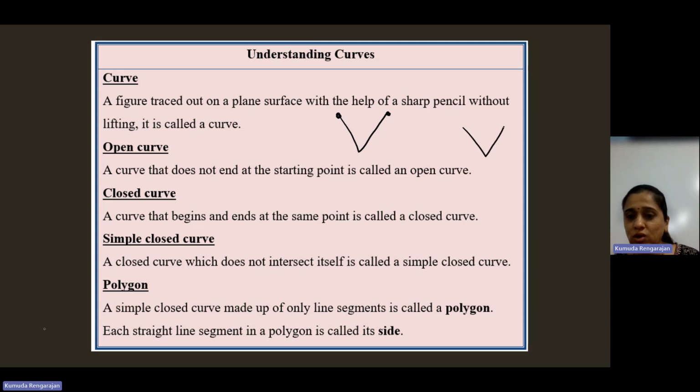But if you go like this, this is the starting point. Without lifting the writing instrument, you're able to finish it like this. The starting point is equal to the ending point. It's a closed curve. See the number 8 also. You come back to the starting point. You're able to do this without lifting the writing instrument, and you come back to the starting point. So it's a closed curve.